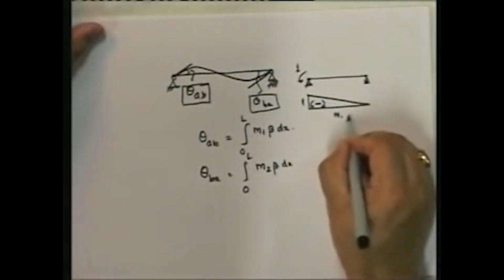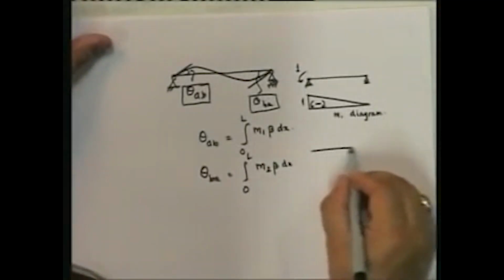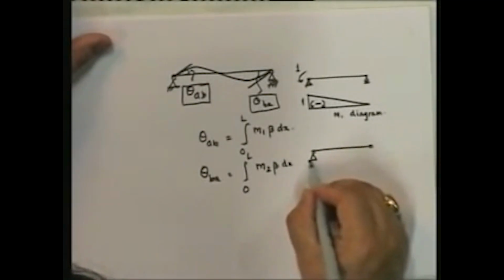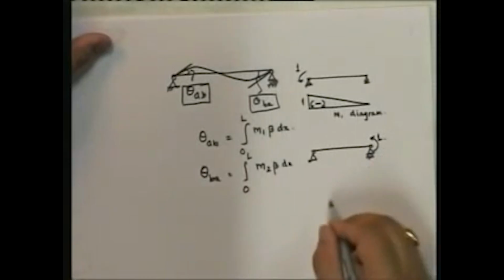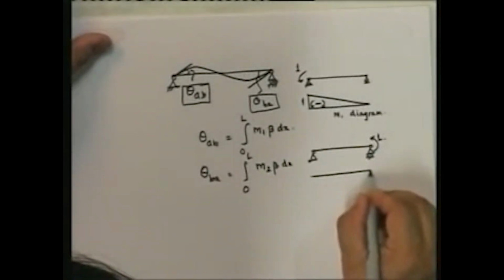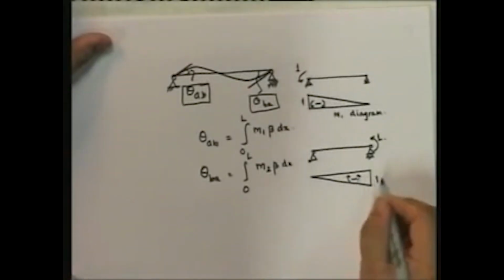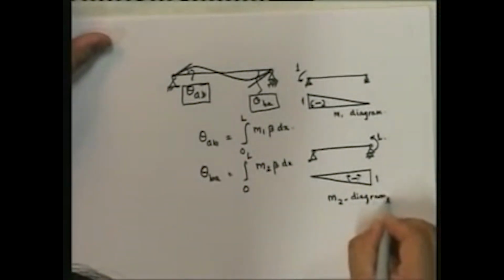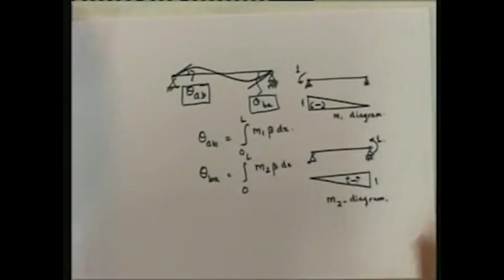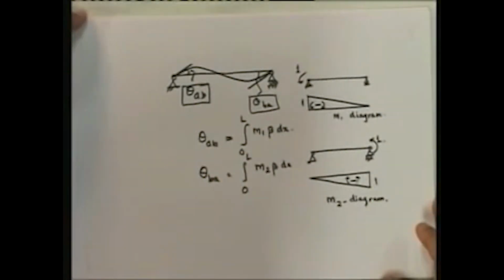This is my M1 diagram, and M2 corresponding to theta BA, and so M2 turns out to be this. This is my M2 diagram. So for the temperature effect, we can find out theta AB and theta BA. I have already solved this earlier, but I'm just going through the steps again just to refresh it.